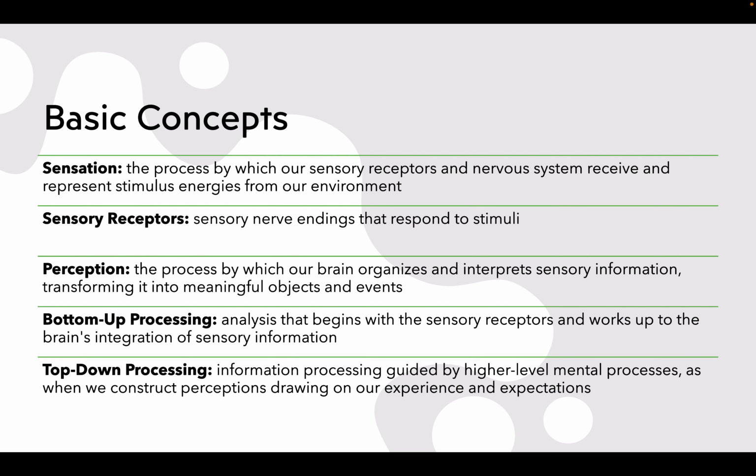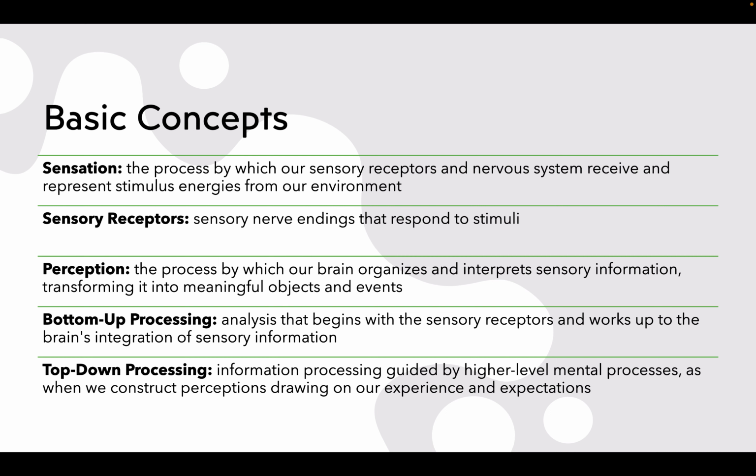Perception is the process by which our brain organizes and interprets sensory information, transforming it into meaningful objects and events. This is the process through which we take our sensation, our sensory input, and make sense of it. In order for us to understand sensation, we do that through perception. We do this in a couple of different ways. There's two different ways we do this: bottom-up processing and top-down processing.